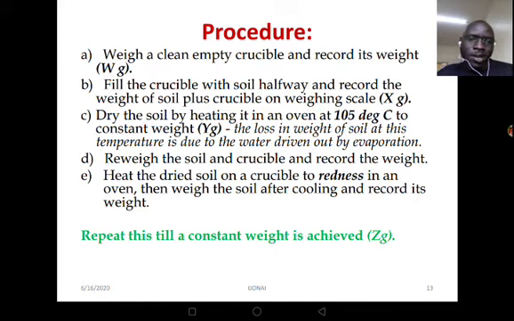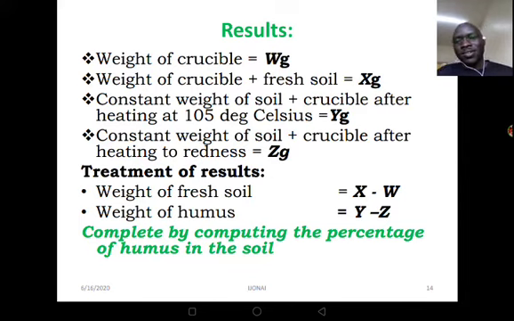You can call it Z grams. Yes, you can call it Z. That is now the weight of the soil after extreme heating. Why do you first of all heat to that extreme? It's expected that when you heat the soil to redness, you have removed all the organic matter, all the humus. So you want to find out how much humus was there in the soil by getting the difference between the weights before heating it to redness and after heating it. As simple as that. So the results are as follows.